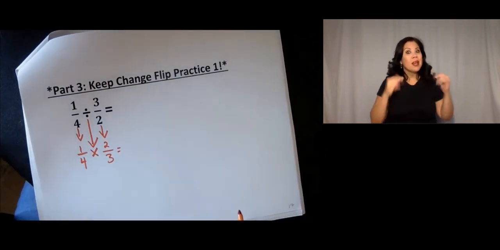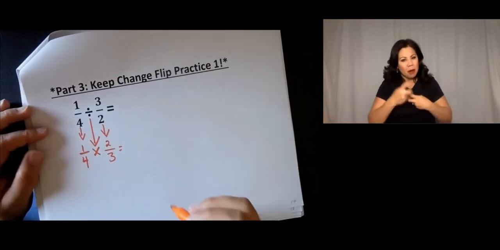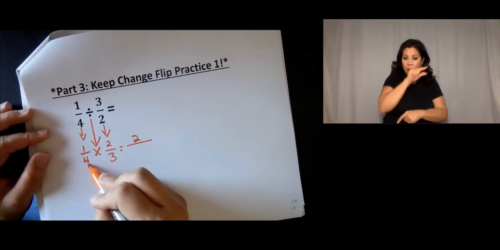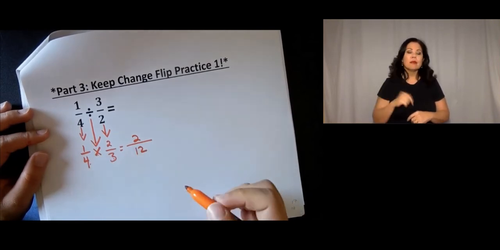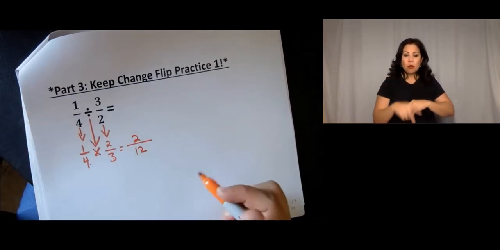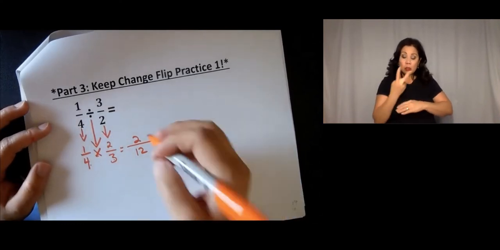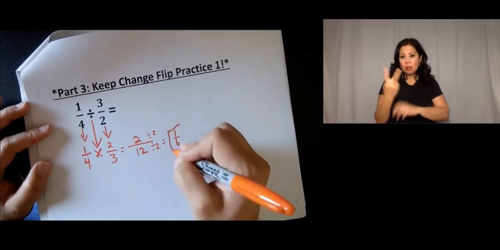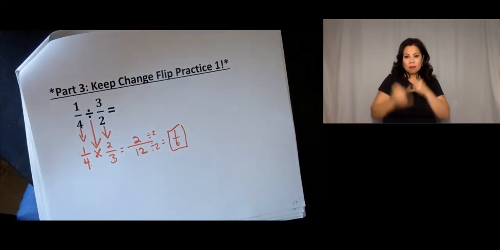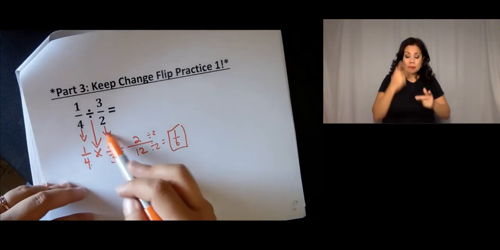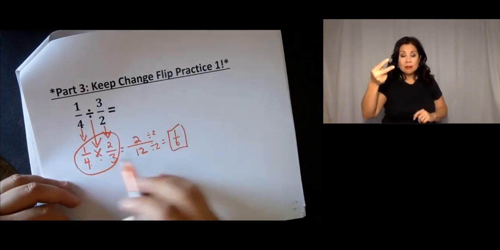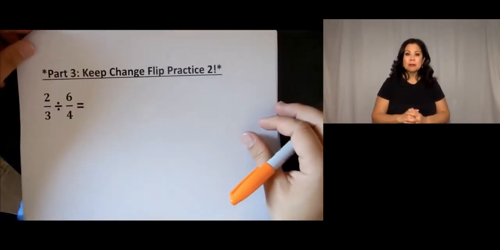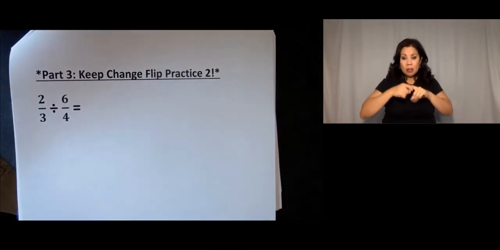We need to actually solve the problem. Okay, so now it's a multiplication problem. When we're multiplying, we multiply across. 1 times 2 is 2, 4 times 3 is 12. There we go. Our third step is to simplify if we need to. We do need to. I can divide by 2, top and bottom. I get 1/6. And that's our final answer. So keep, change, flip. All right, multiply and then simplify. So go ahead and pause this, try this one, and then come back to check your work.